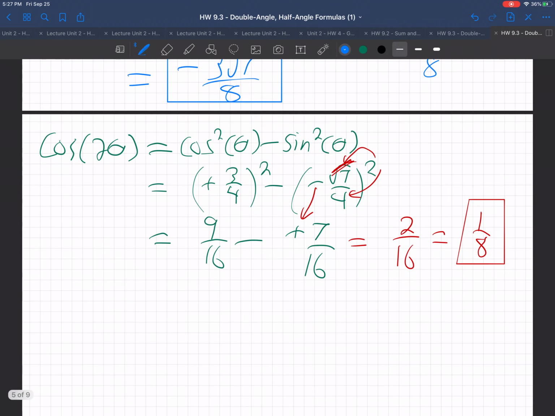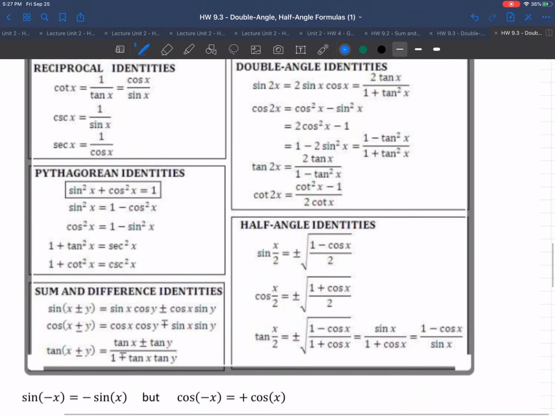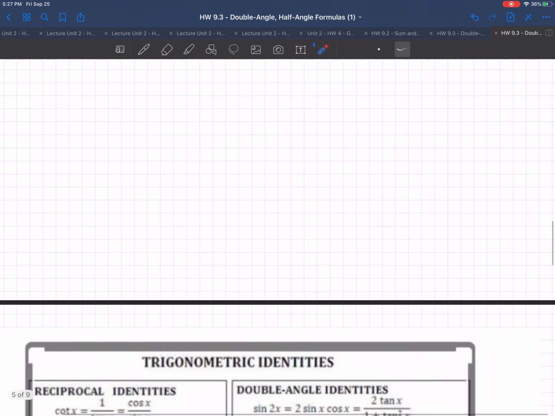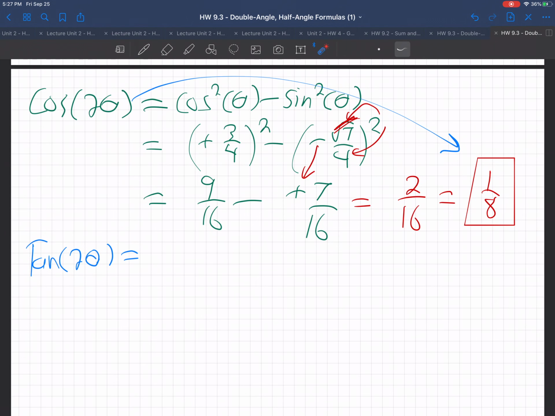Finally, last step, tangent of the double angle. So there's the cosine of the double angle. Tangent of the double angle. Let's go down and get the tangent double angle formula. Tangent of a double angle is this: 2 times the tangent of the regular angle over 1 minus the tangent squared of that angle. 2 tan over 1 minus tan squared. So it's 2 tan over 1 minus tan squared.